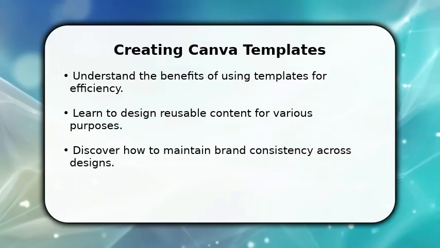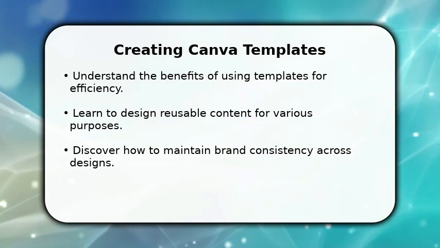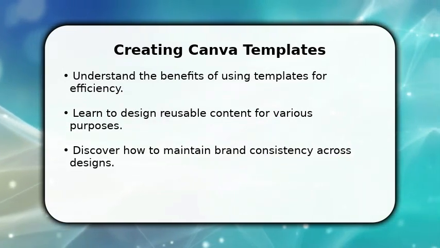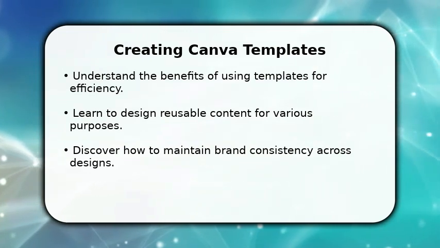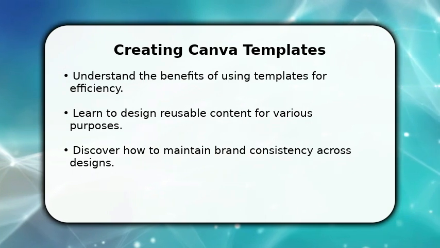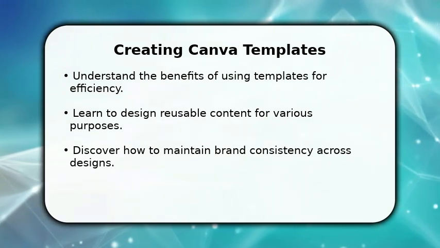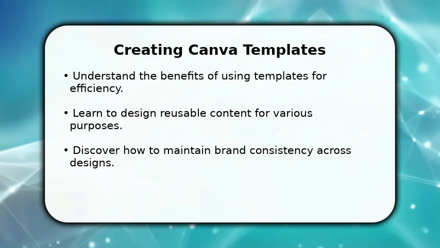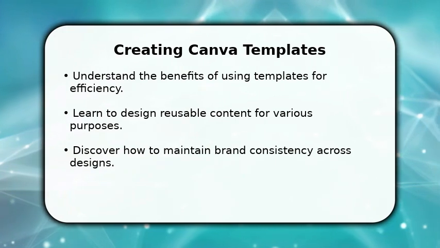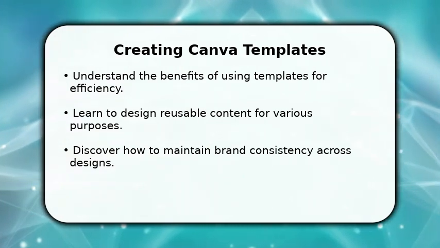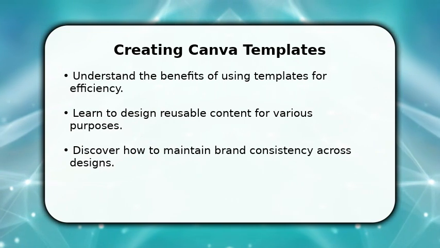In this video, I will explain how to make Canva templates. First, open Canva and select Create a Design to begin your project. Choose a blank canvas or an existing design to modify. Consider the purpose of your template, whether it's for social media, presentations, or documents. This initial step sets the foundation for a successful and versatile template that can be used many times over.